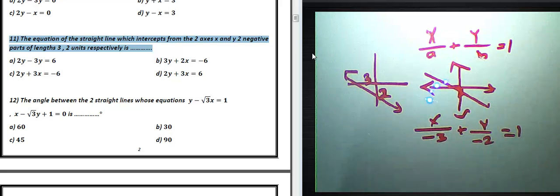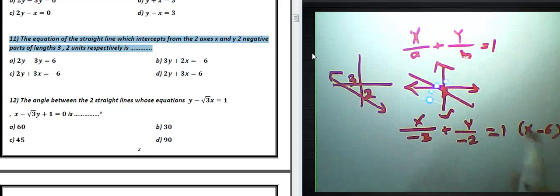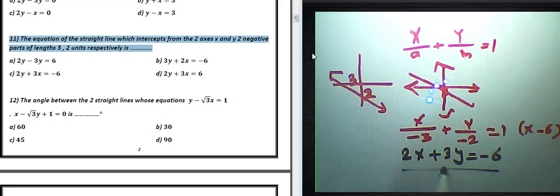You can simplify this equation by multiplying by 6 or negative 6 to cancel the denominators of the first fraction and second fraction. We must cancel negative 3 and negative 2. The least common multiple between them equals 6. And you can use negative 6 to cancel the sign. 6 divided by 3 equals 2, 2 times x. And 6 divided by 2 equals 3, 3 times y equals 3y. Negative 6 times 1 equals negative 6. So the equation will be 2x plus 3y equals negative 6.